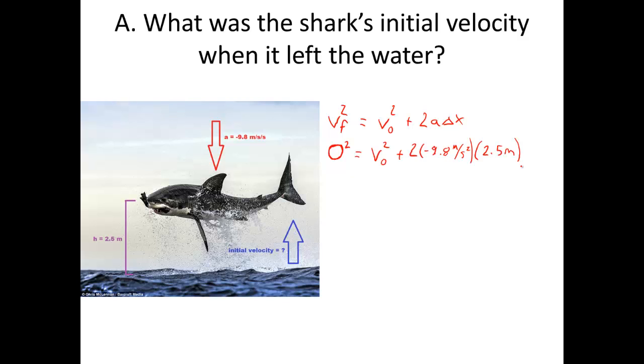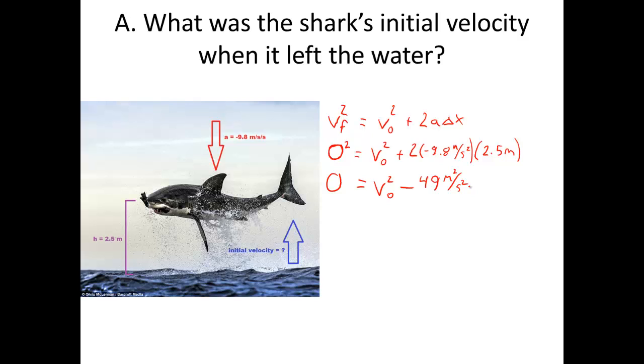All of the numbers that you see that I've plugged in are considering the position shown, the maximum height of the shark. The shark's velocity at the maximum height is 0. It is 2.5 meters above the surface of the water, and of course, it is accelerating under the influence of gravity. To solve for the initial velocity, all you have to do is the algebra at this point.